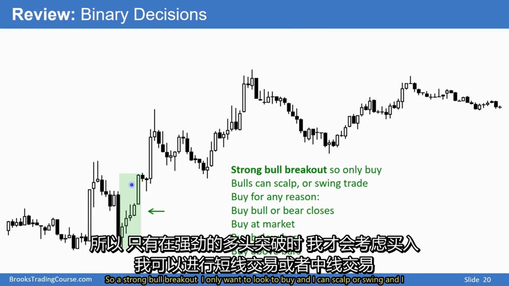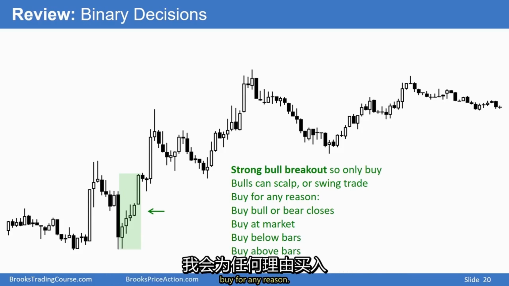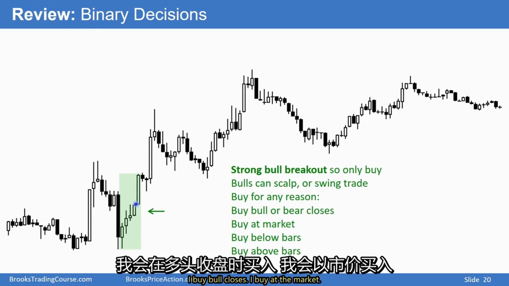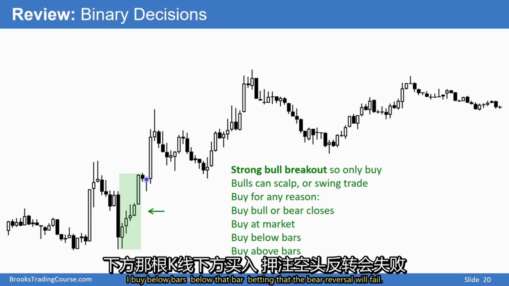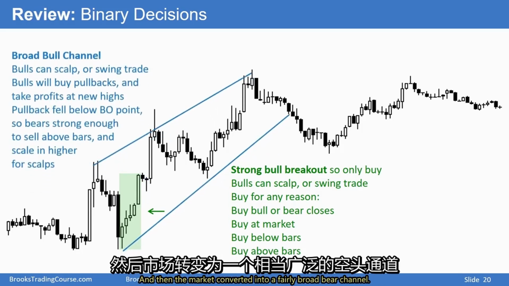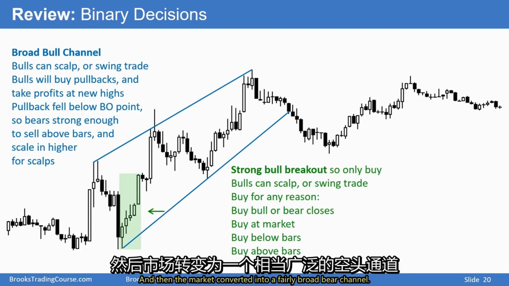So strong bull breakout, I only want to look to buy, and I can scalp or swing, and I buy for any reason. I buy bull closes, I buy at the market, I buy above bars, I buy above this bar, I buy below bars, below that bar, betting that the bear reversal will fail. And then the market converted into a fairly broad bear channel.